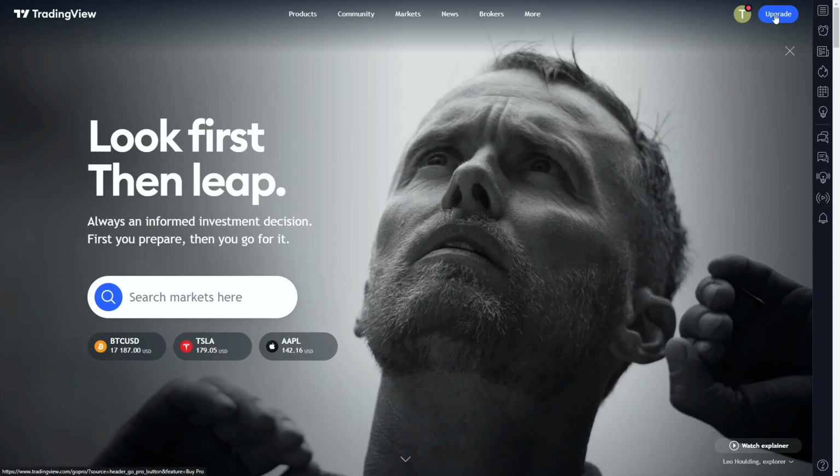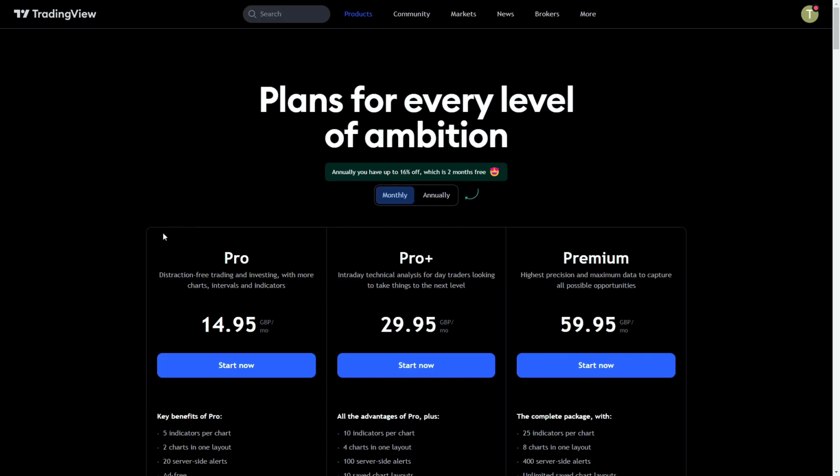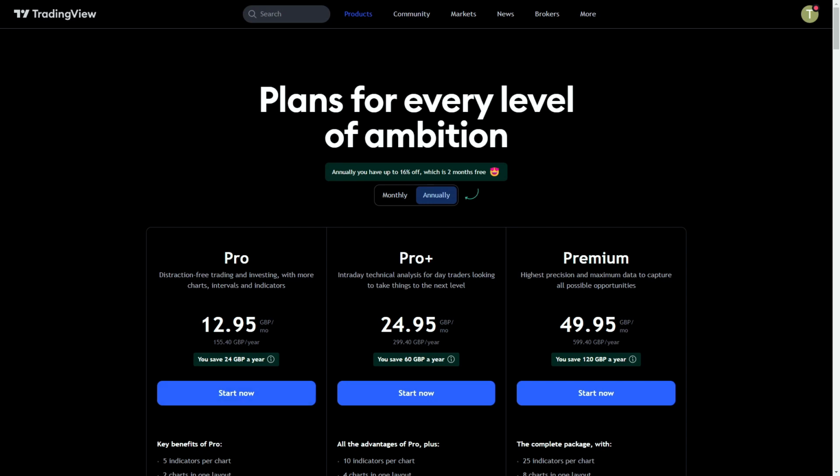So in the upgrade tab here in TradingView, you'll see that it gives you 3 plans, and the prices are monthly and annually. Obviously, for me, they're going to be in GBP, but there'll be a similar conversion level wherever you are in the world. As with anything like this, you get your saving annually, $14.95 a month here for the Pro for me, or the equivalent of $12.95. So basically, you get almost 2 months free there.